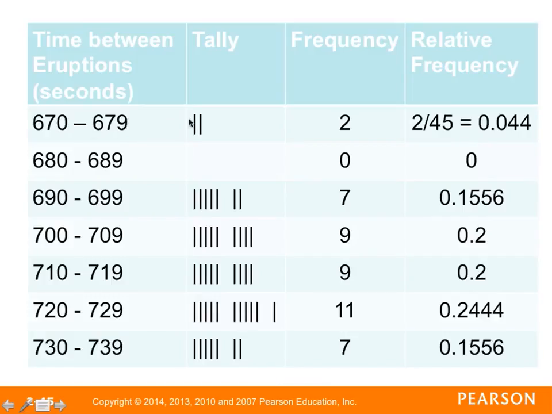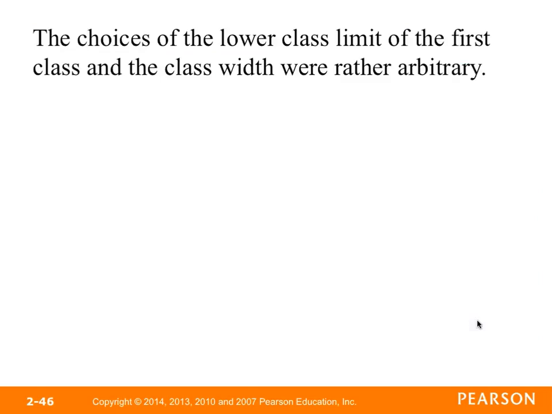So all we have to do is just tally up our observations again. So you just look through your observations, see what category they fit into. We have frequencies listed here, and then again, relative frequency is going to be this frequency divided by our total, which is 45. So you can see that it looks like the largest proportion is the 720 to 729 seconds. We have almost a quarter of all of the eruptions taking that long. And this is, again, time between the eruptions in seconds.